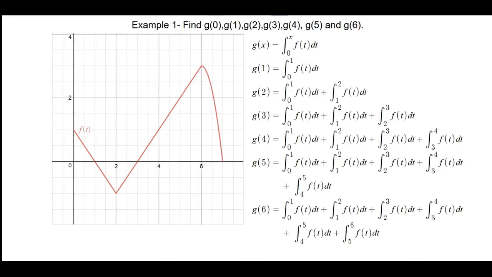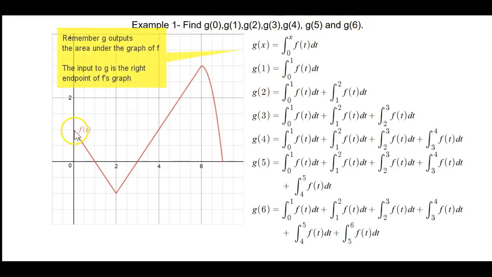So let's look at an example of using this area generating function. I have the function g of x, which is the area generating function for f of t, and here's the graph of f of t. We're supposed to evaluate g at each of these values. So g of 0 is going to be the area under the curve from 0 to 0. There is no area under the curve from 0 to 0, so g of 0 is just going to be 0.